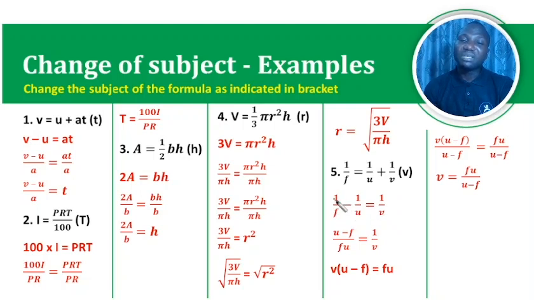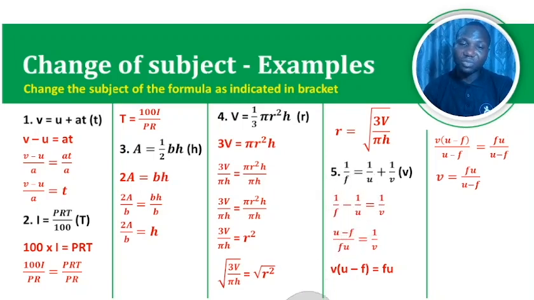Now this is a situation again where our subject is involved in a fraction, but here we cannot cross multiply, because there are 2 denominators on the left hand side. If we attempt to cross multiply, we don't know if it's u that will go here or if it's f. So whenever you have your subject involved in fractions such that you have 2 or more fractions either on the left or on the right, you can't cross multiply. What you would do first is to turn all the fractions into a single fraction by doing LCM. Please take note of that.